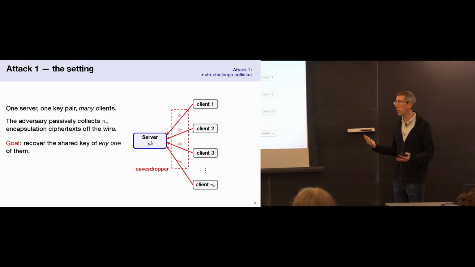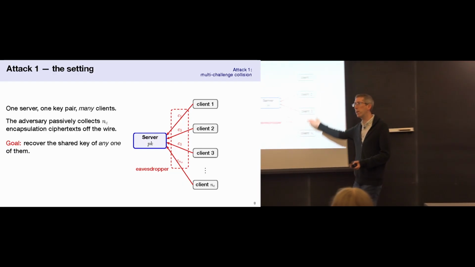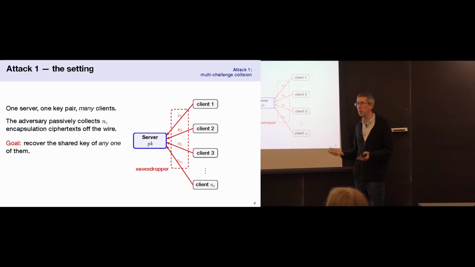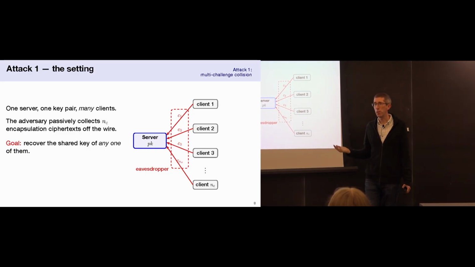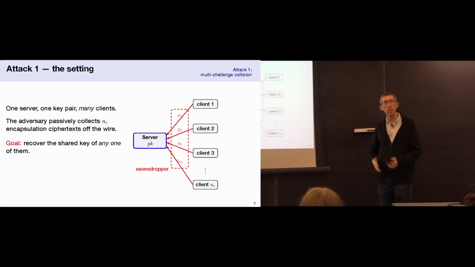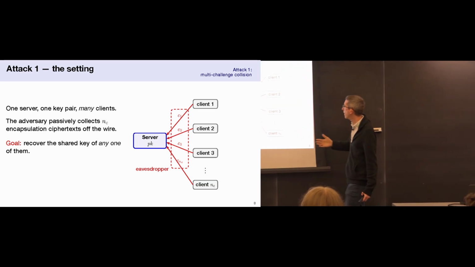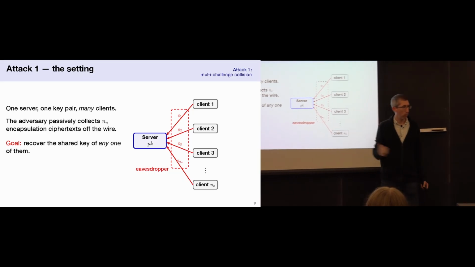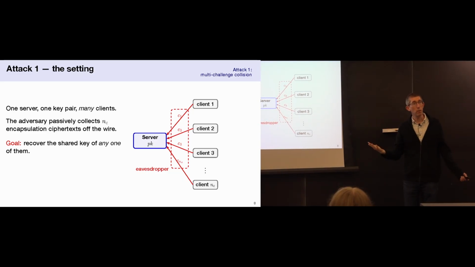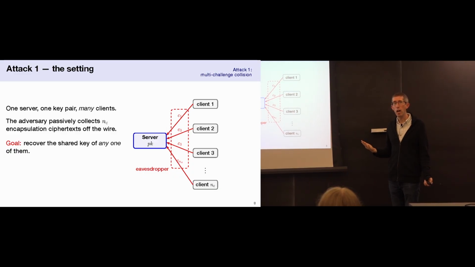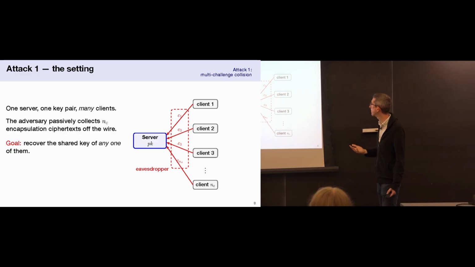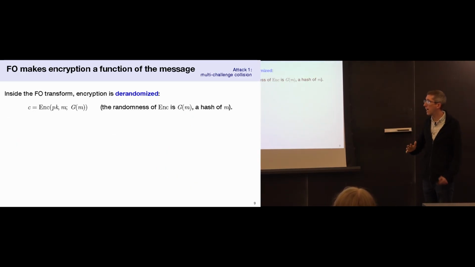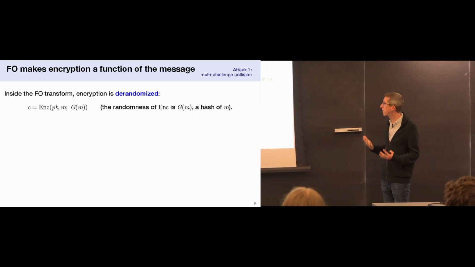And perhaps our adversary's goal is just to break one of these. They may not care particularly which one they break, but they just want to successfully break into some client session with the server. Okay? So this is now a multi-instance problem. The adversary observes many ciphertexts, and their task is to break one of them. That's not covered by the definition we had on the previous slide, because there's only one challenge ciphertext. All right, so let's see how this turns into an attack against a KEM construction using this FO transform.